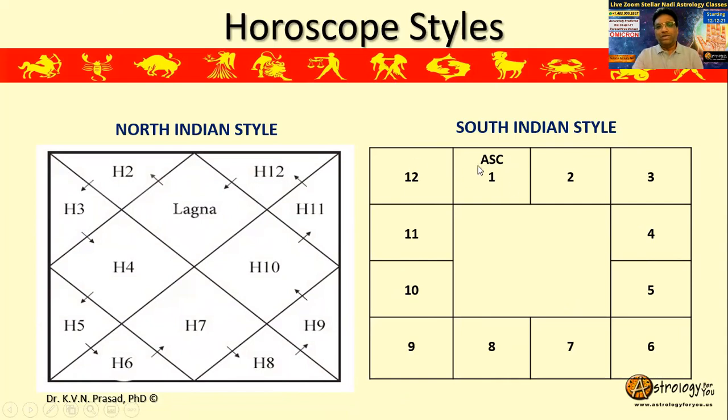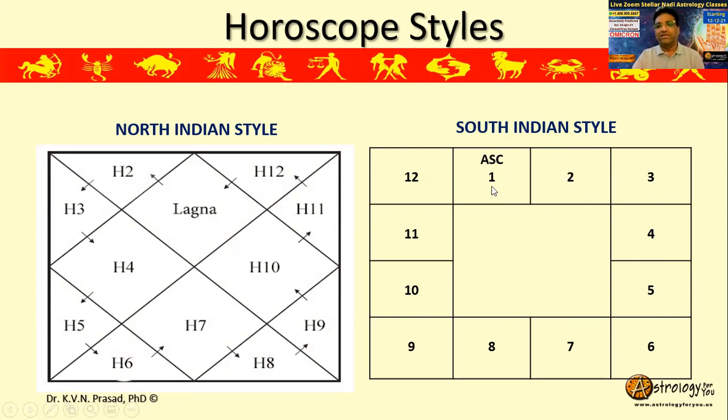The South Indian style is called the fixed zodiac. That means these signs are all fixed. They don't move. If you see anybody's horoscope, anybody's chart, say for example the moon is here, that means it is Vrishabha sign. Moon is in Vrishabha sign. That is fixed. Only our lagna point will be changing.